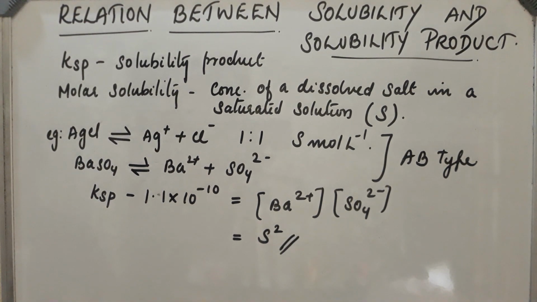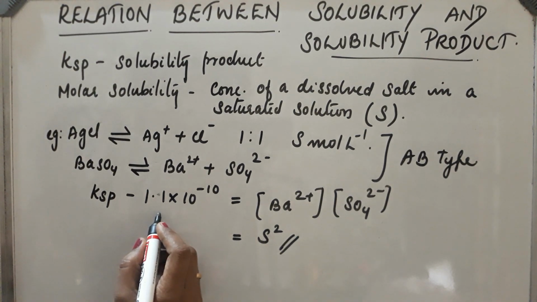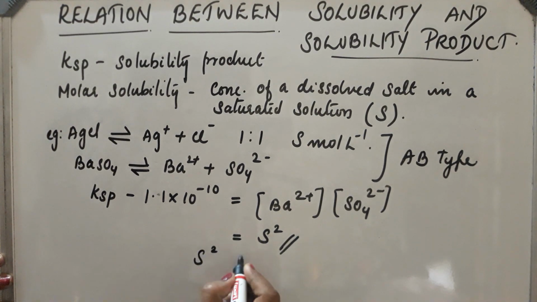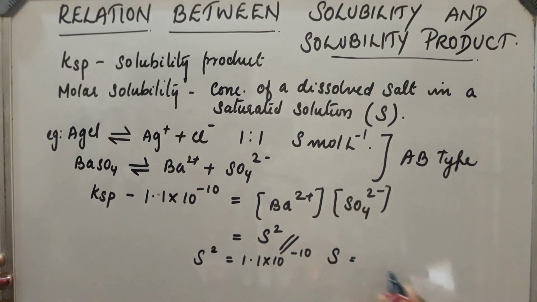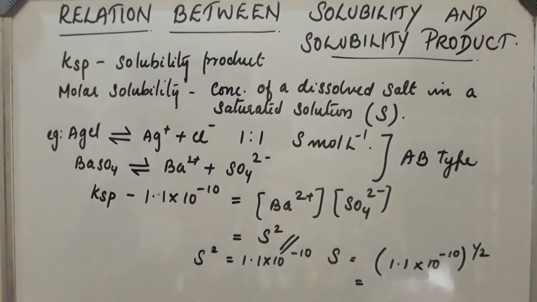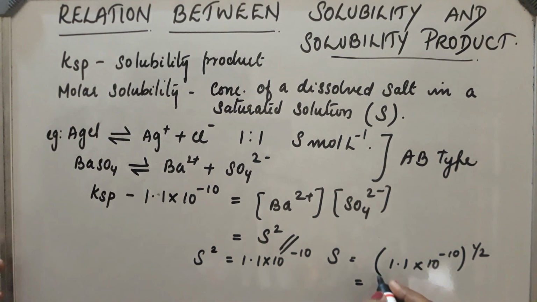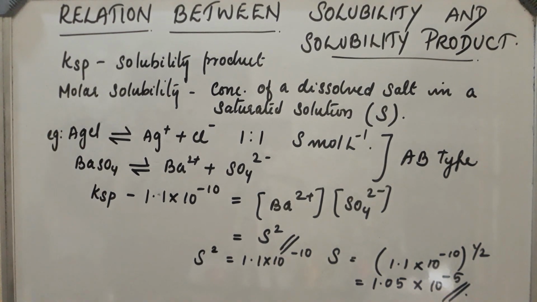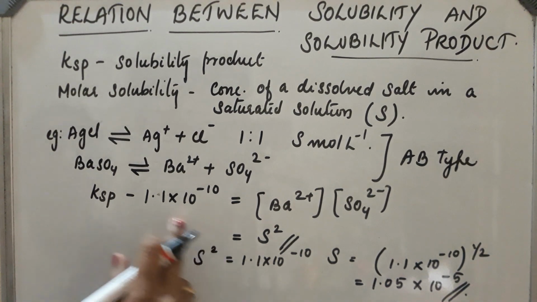Now we can find the molar solubility of this salt. KSP is known, S square is equal to 1.1 into 10 raised to minus 10. So S is equal to the root of this, 1.1 into 10 raised to minus 10 whole raised to 1 by 2, which is 1.05 into 10 raised to minus 5. Like this we can find the molar solubility of different salts.